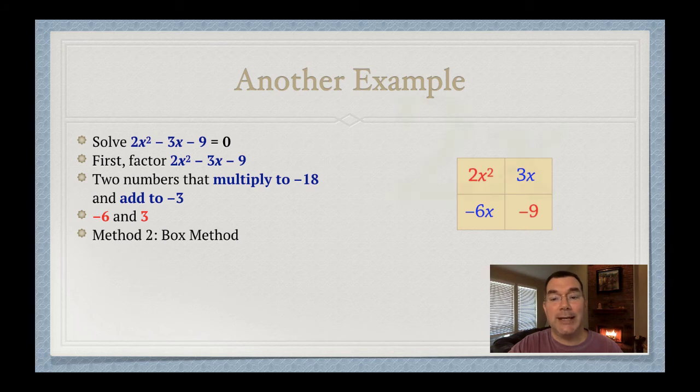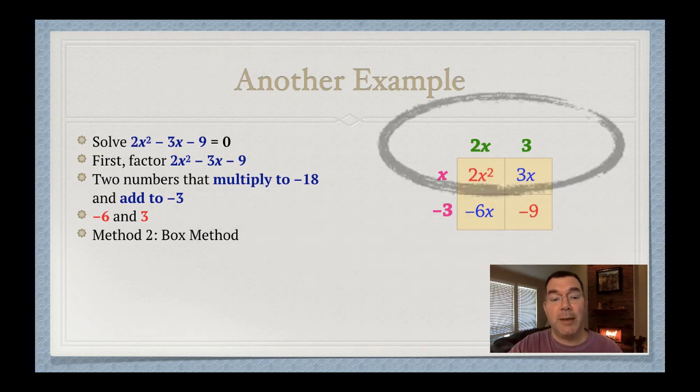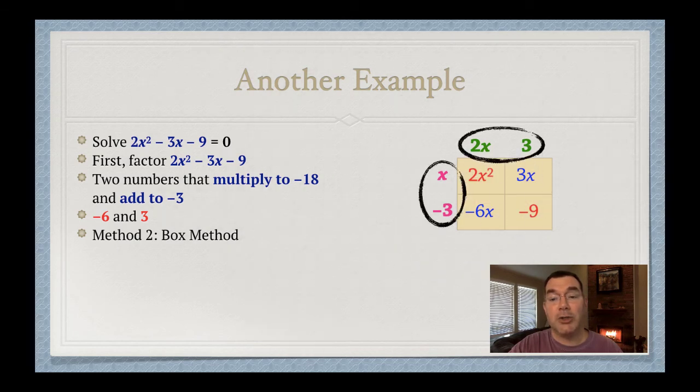So then I look at each column and I factor out the biggest factor that I can. So from the first column, I can factor out 2x. And then from the second column, I can factor out a 3 out of both of those terms. Then I look at the rows. From the top row, I can factor out just an x. And from the bottom row, I can factor out a negative 3. All right, so that means that my two factors are 2x plus 3, looking across the top, and x minus 3 looking down the left-hand side.